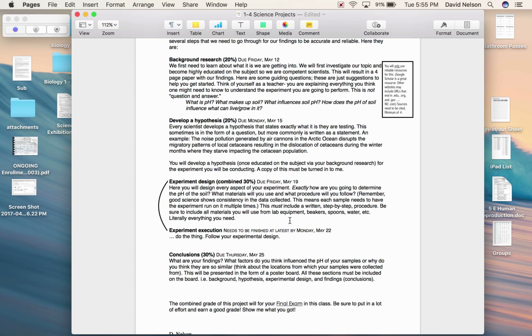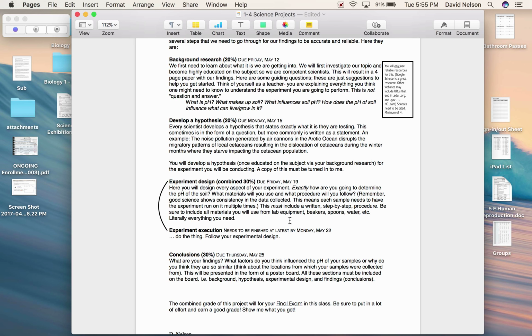Once you have done your background research and developed your hypothesis, you'll go into experimental design. So here you will design every aspect of your experiment. Exactly how are you going to go about determining the pH of the soil? What materials are you going to use and what procedure will you follow? And remember, every good scientist shows consistency in the data they collect. This means each sample needs to have the experiment run on it multiple times. This must also include a written step-by-step procedure.